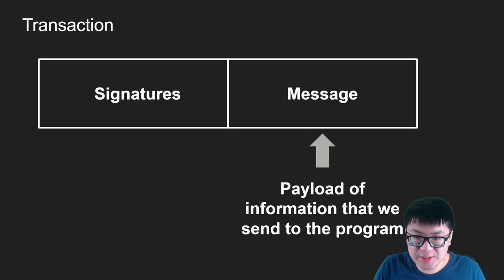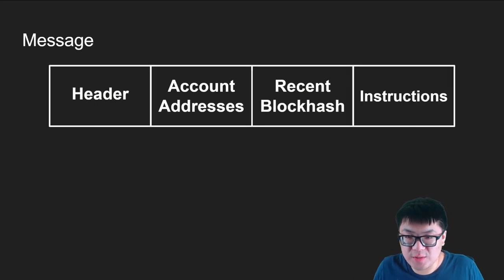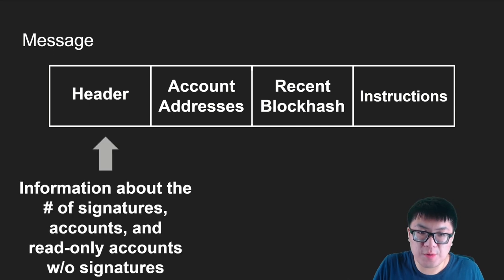So what is a message? Well, if we break into a message, we see four chunks. Going through this example, a header is just the metadata about the number of signature accounts and read-only accounts without signatures that is associated with this transaction. Once again, we don't really need to know what this is. It's just baked into the system and everything's taken care of for us.